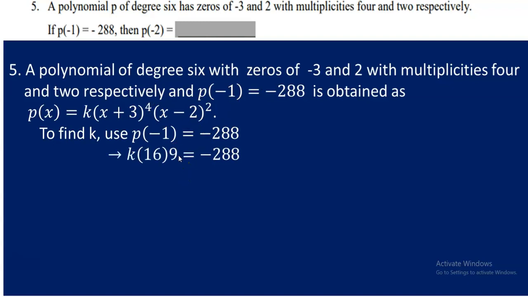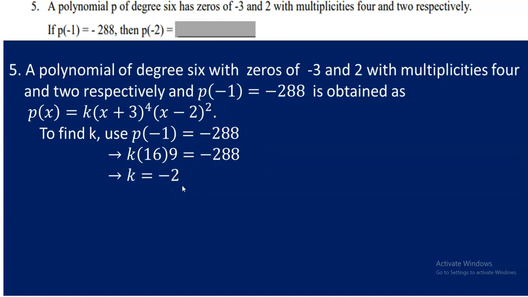So what we need to do is this. Just substitute minus 1 in place of x here, and equate that with negative 288. So minus 1 plus 3 makes 2, and to the power of 4 makes 16. And minus 1 minus 2 makes minus 3 squared, which turns to be 9. So k times 16 times 9 equal to negative 288 is going to come. And it is from these that we can determine the value of k. So clearly, this is going to be minus 2, because 16 times 9 makes 144. So as you are dividing negative 288 by 144, k turns to be minus 2.